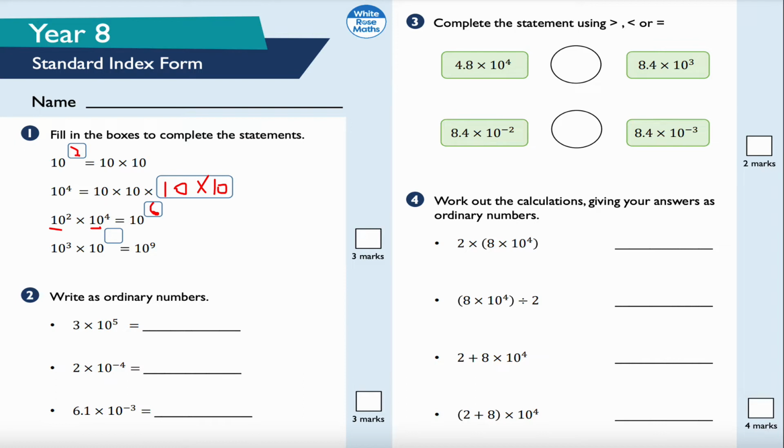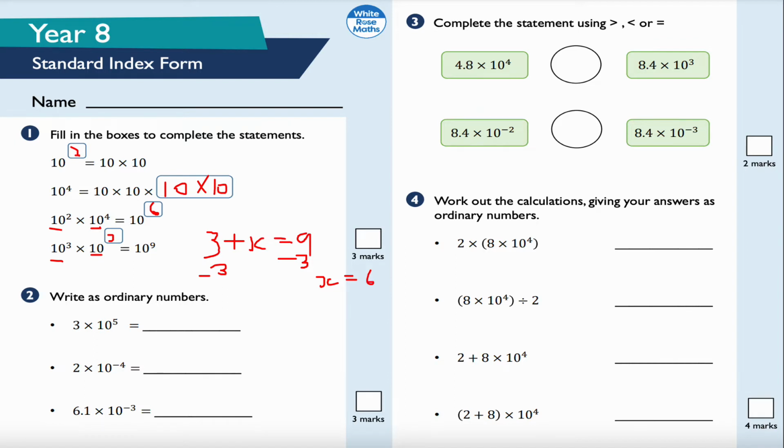Next one, 10 cubed times something is 10 to the 9. Well, again, same base. Let's call this x. I'll have 3 plus x has to equal 9, by the rules of indices. Subtracting 3 from both sides, I get that x is equal to positive 6. So 10 cubed times 10 to the 6 is equal to 10 to the 9.